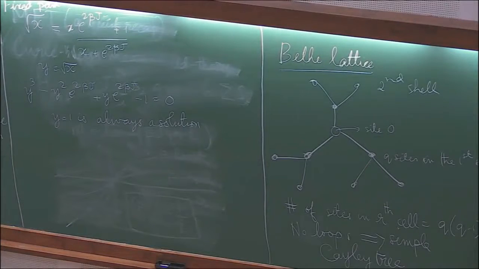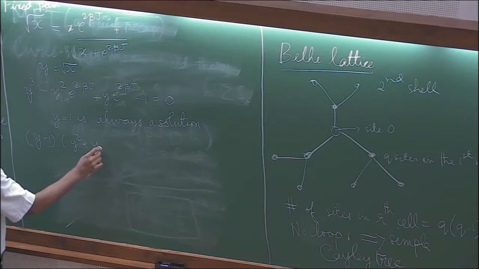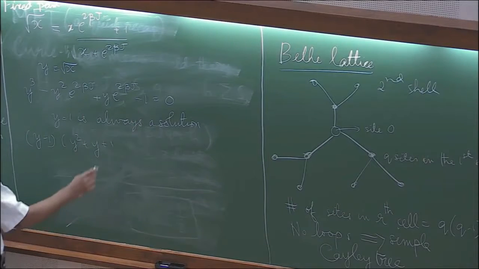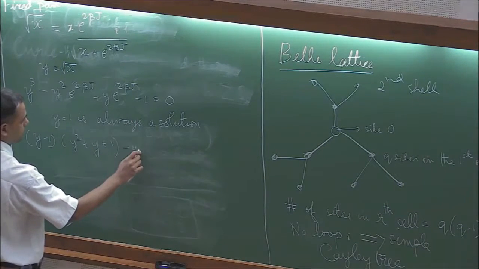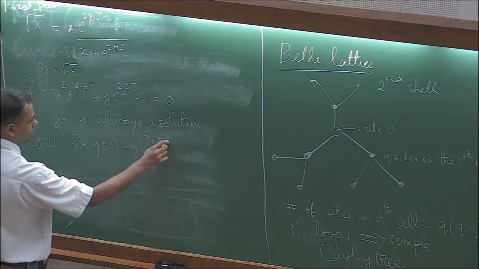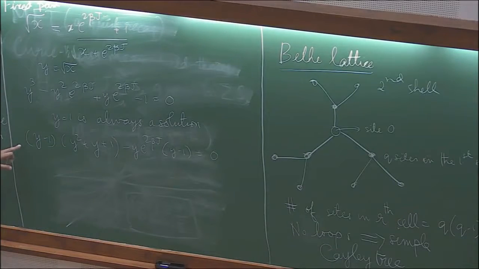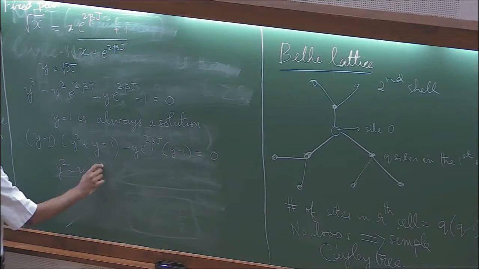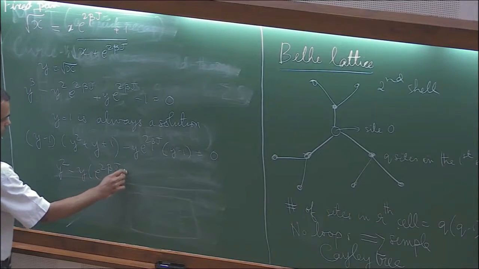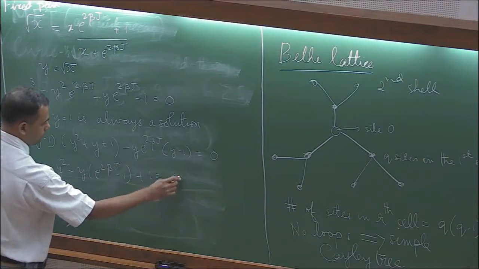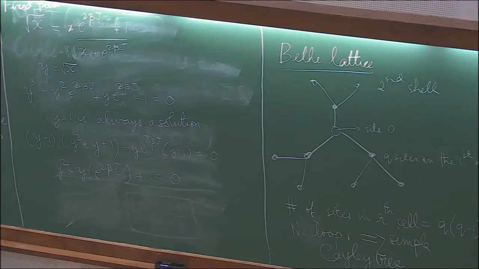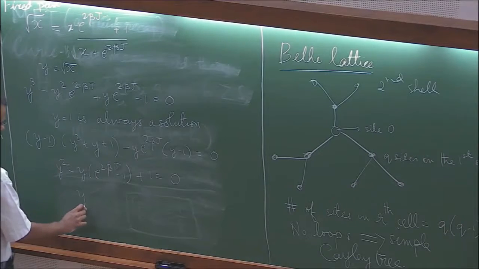So let us remove the y equal to 1 solution. That is y cube minus 1, and remove this y minus 1 throughout. So you get y squared, which is a quadratic equation in y.